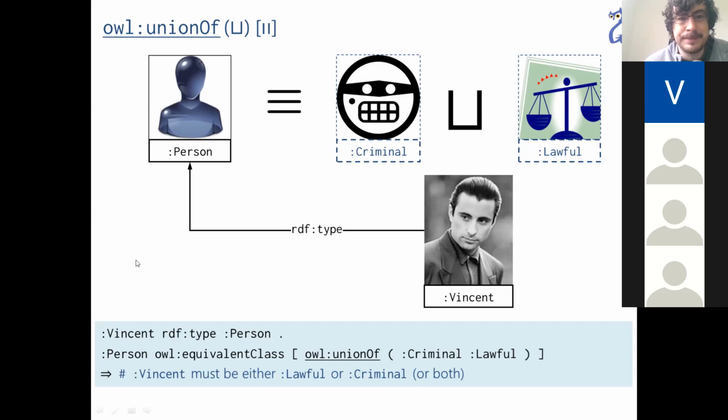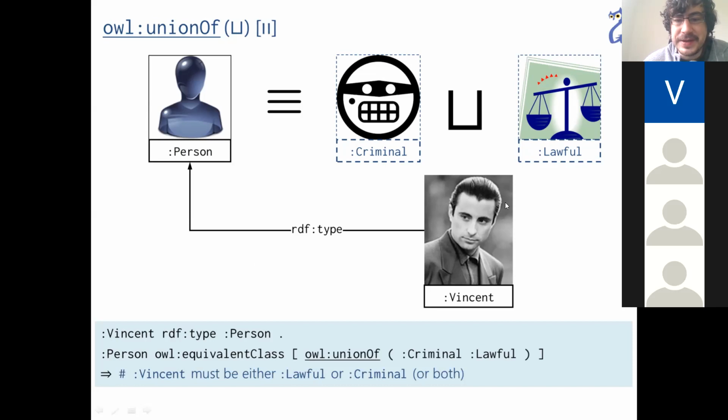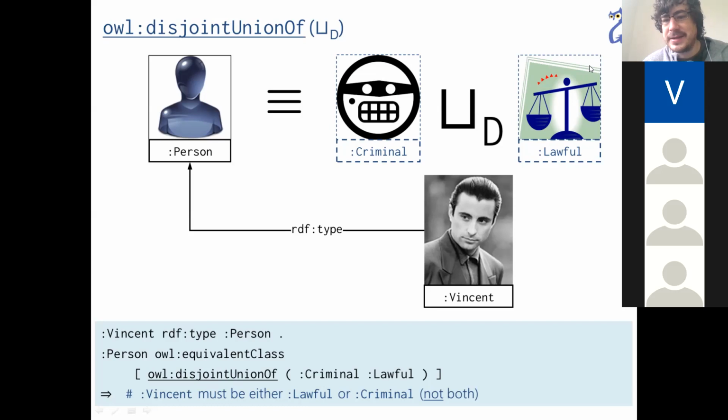So we have disjoint union of, which is also essentially very similar, but here there's an important thing, which is that he could be both, potentially. He could be both criminal and lawful. If we wanted to rule out that case, we can use a disjoint union of, which says that really Vincent has to be one or the other, cannot be both at the same time. So a disjoint union of rules out the both case effectively. It says that Vincent must be one of these options. And we can define a disjoint union of multiple classes, which basically gives multiple alternatives for what Vincent might be.